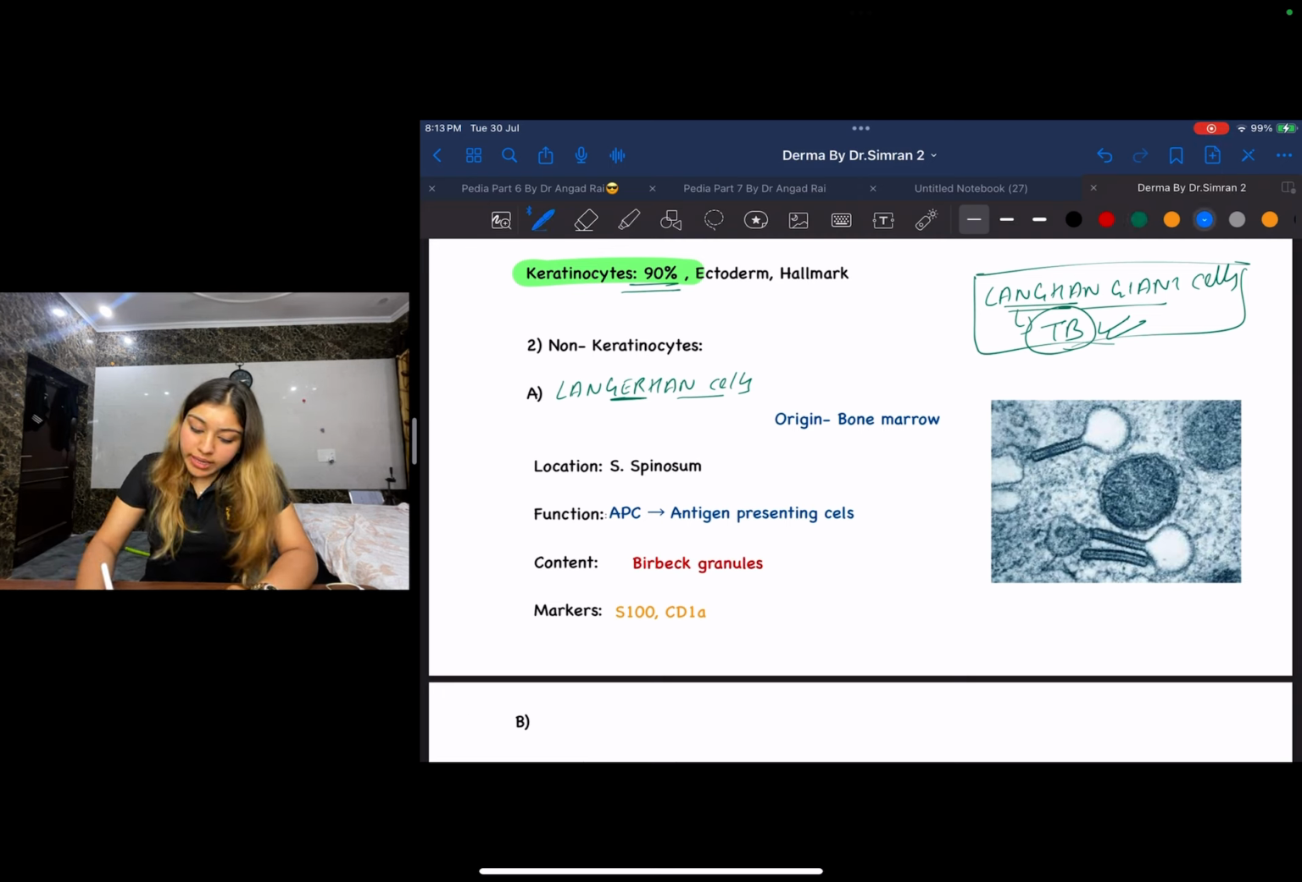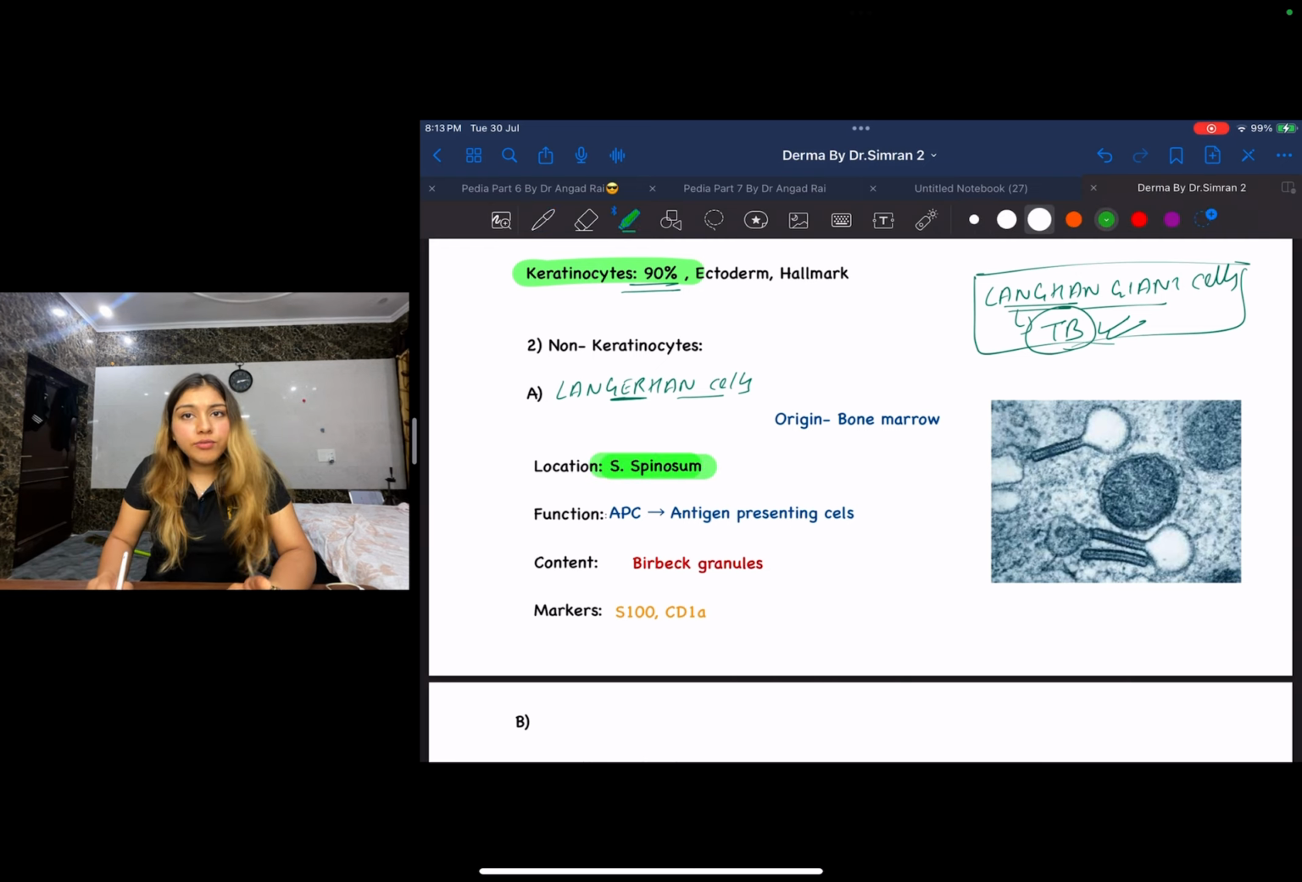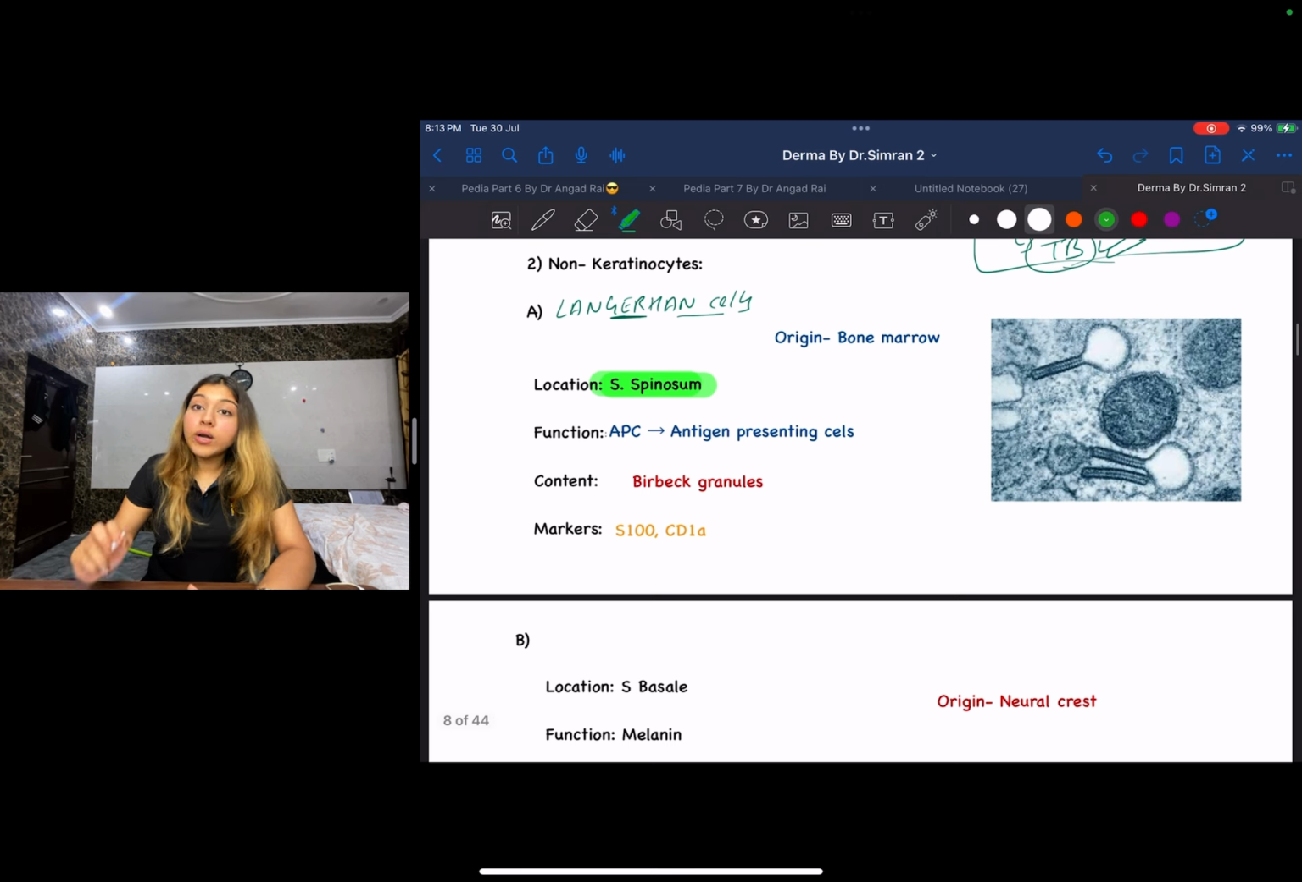Next, let us know more about our Langerhans cells. What is the location? It is present in the stratum spinosum. What is the function? It acts as an antigen presenting cell. Your Langerhans cells act as antigen presenting cells. Now, what is the content?